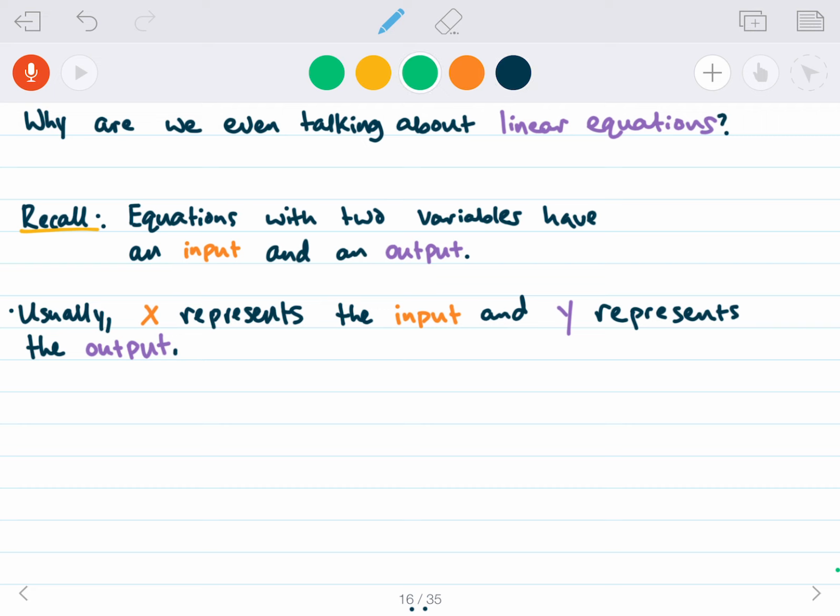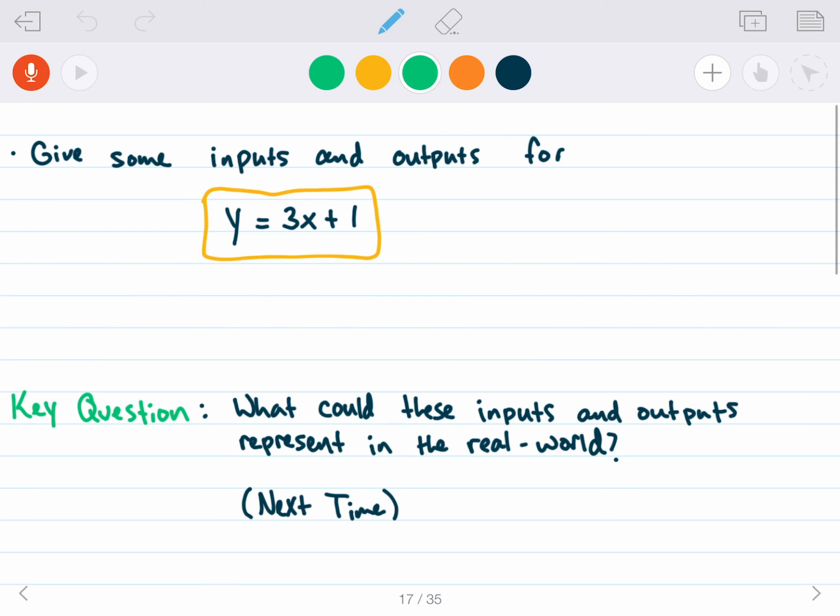So anyway, equations with two variables have an input and output. We typically represent the input with x, but we can really use anything to represent our input, and we usually represent the output with y. So give some inputs and outputs for this. Now, first of all, this is linear. We can see that this is in y equals mx plus b form. m is 3, b is 1, so it's definitely a line. When we graph these inputs and outputs, it's going to trace out the shape of a line. We know that for sure, just from looking at the equation.